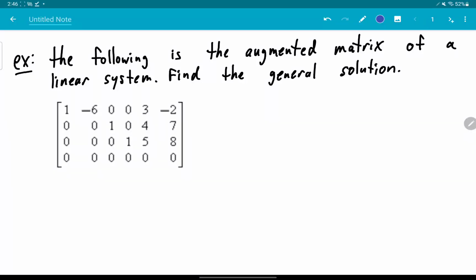Pause and copy, pause and copy, pause and copy. Let's try this one out. Okay, we are given this matrix. Got to solve the system.